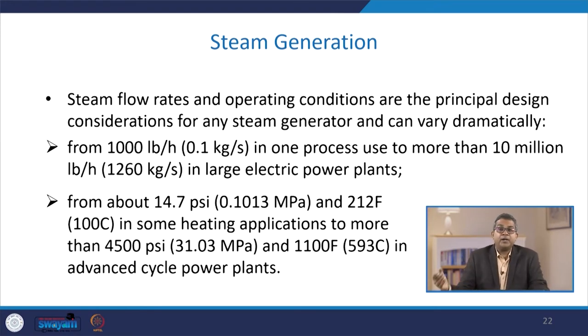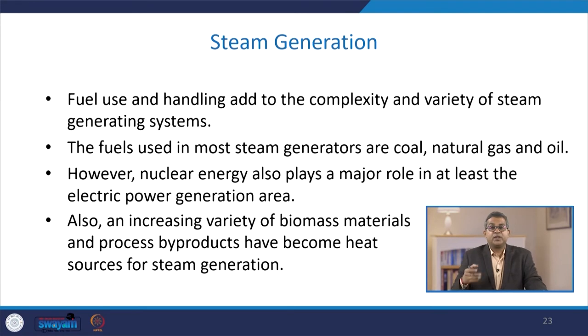Steam flow rate and operating conditions are again very crucial, and while designing the steam distribution network, they are a main candidate of design consideration. Steam flow can range from 1000 pound per hour, that is 0.1 kilogram per second, in one process, to more than 10 million pound per hour in a large electric power plant. Conditions can range from about 14.7 PSIG and 212 degree Fahrenheit in some heating applications to more than 4500 PSI and 1100 Fahrenheit in advanced cycle power plants. So, you can see the wide spectrum of steam uses.